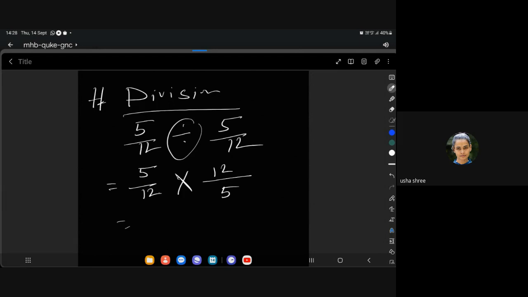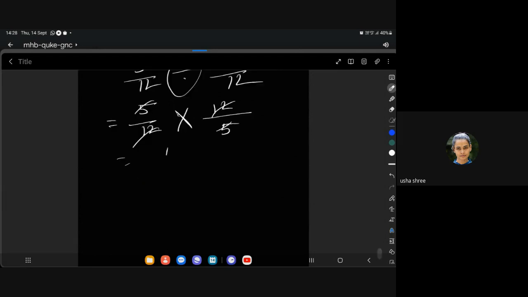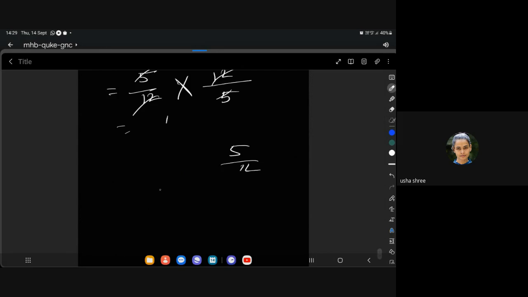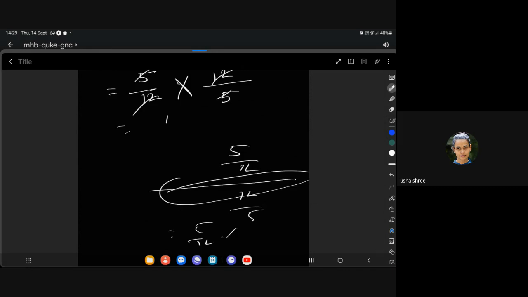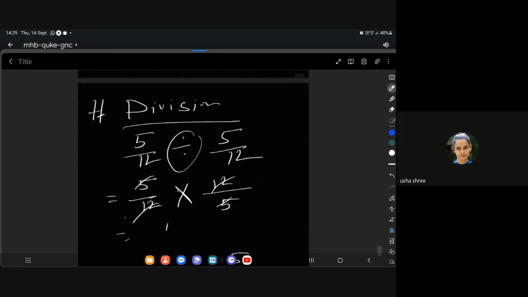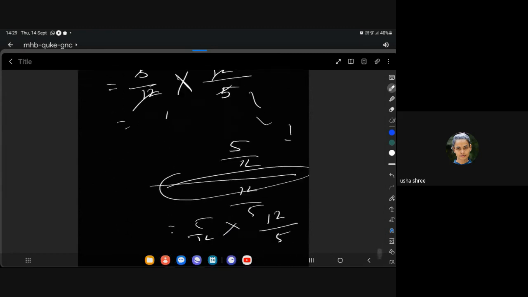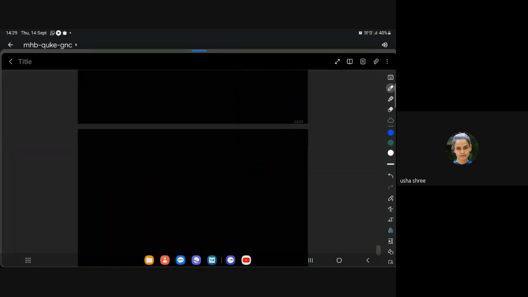So it will give you 1. Cancel. Okay, means 5 by 12, then 12 by 5. The division sign will be converted to a multiplication sign, then the reciprocal of the next one. Like this. So in case of division, this sign is converted into a multiplication sign, and the next fraction becomes its reciprocal. In this way you have to multiply and divide. So this is the division of fractions.